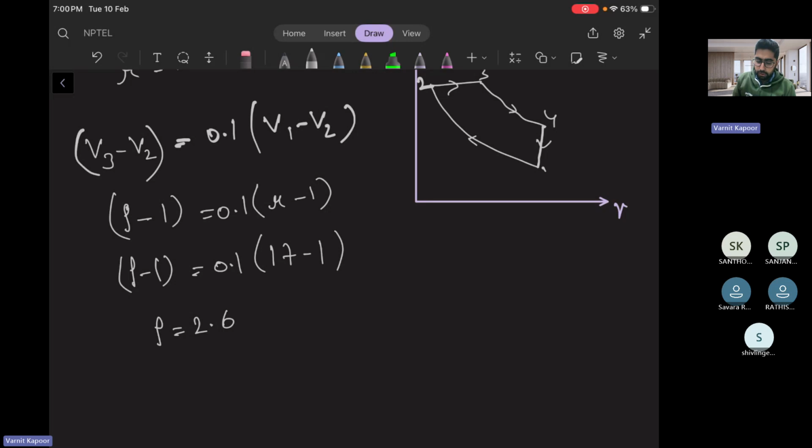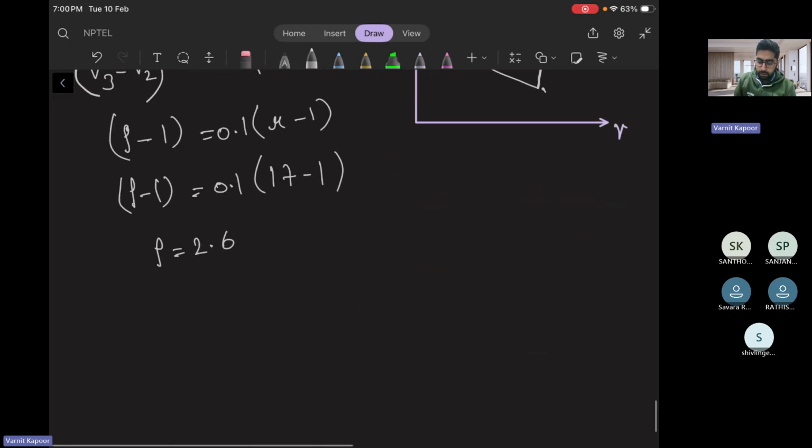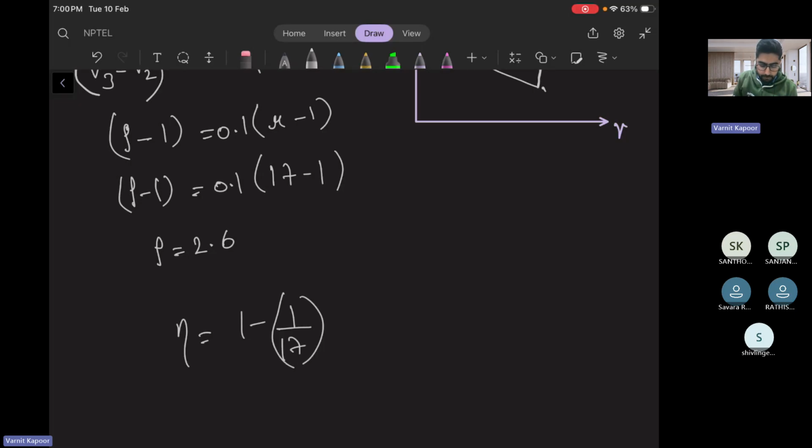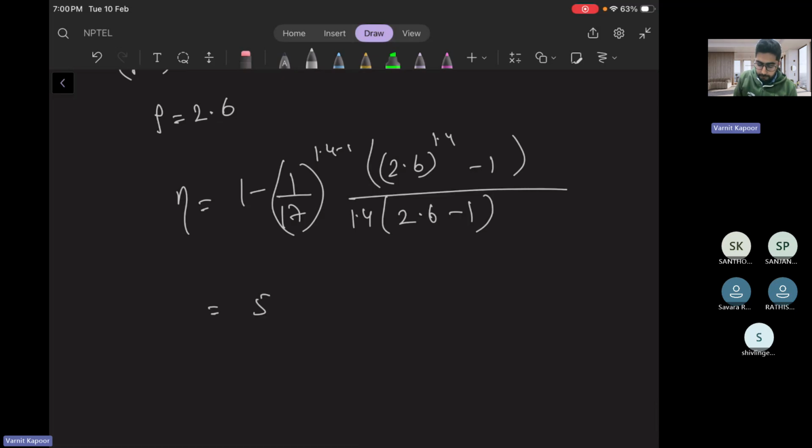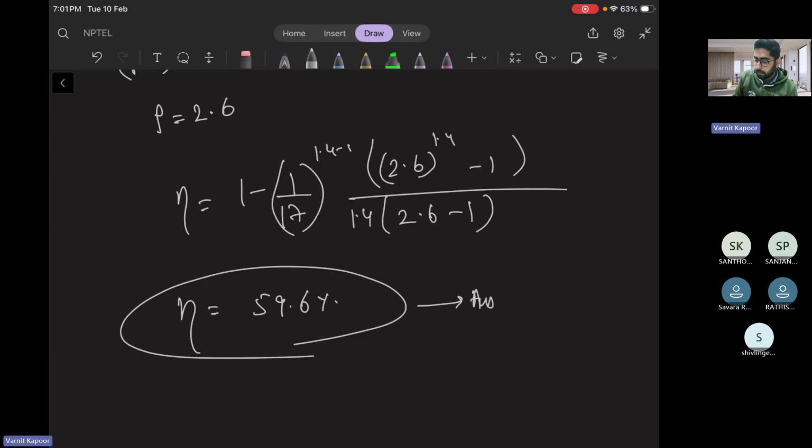Now you have R, you have rho. Put these values in the efficiency formula. 1 minus 1 by 17 to the power of gamma minus 1, that is 1.4 minus 1, times rho to the power of gamma minus 1 by gamma times rho minus 1. Put this value, you will get your efficiency as 59.6%. Okay. Any doubts in this? Or all clear? Yes or no?